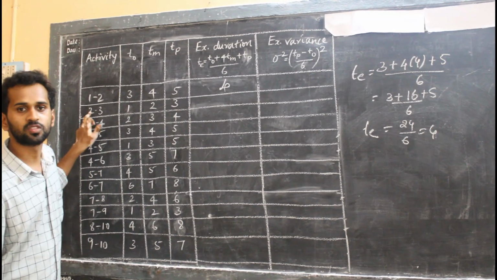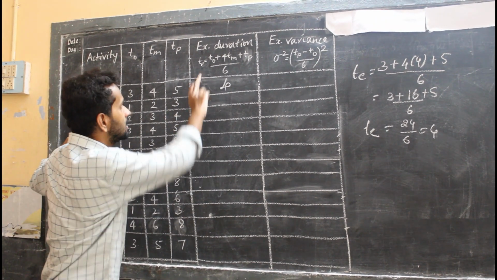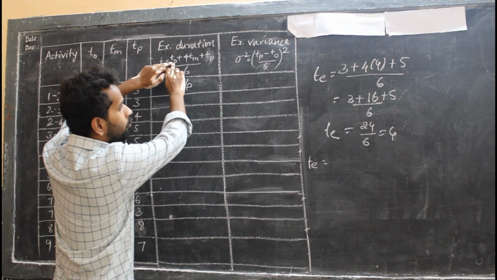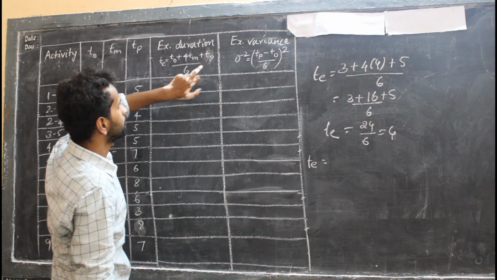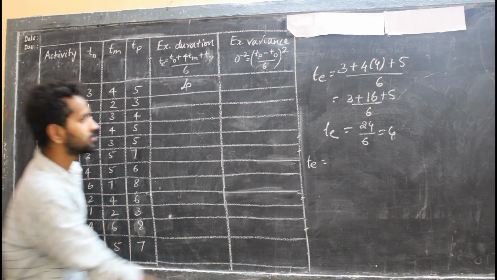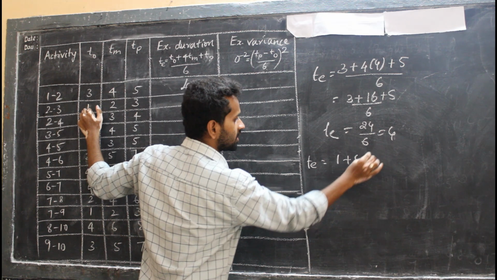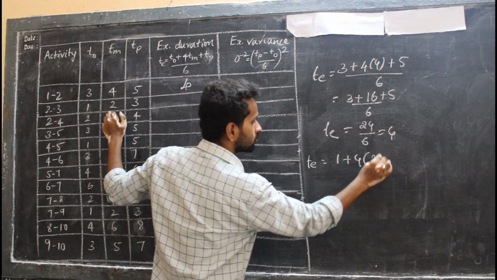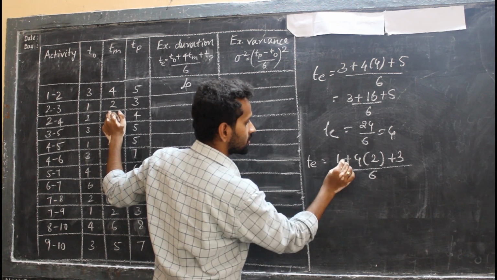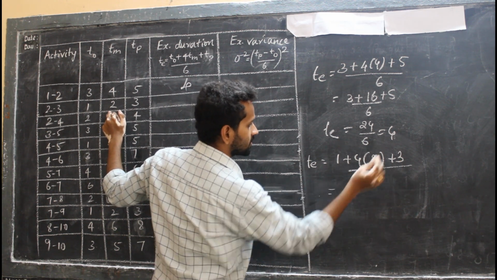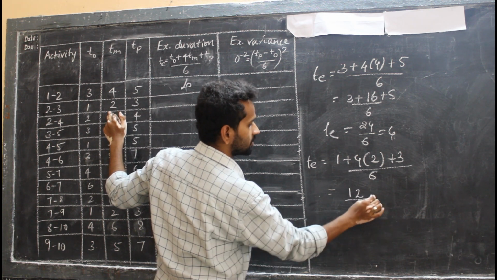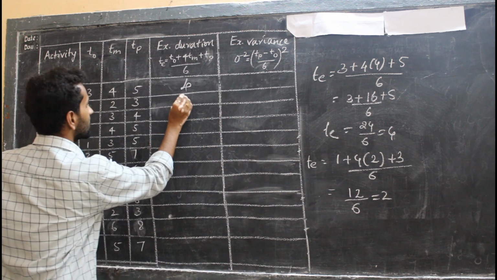Now activity 2 to 3. For activity 2 to 3, Te equals T0 plus 4Tm plus Tp divided by 6, right? So similarly, 1 plus 4 into Tm, that is 2, plus 3, divided by 6. This becomes 1 plus 8 plus 3, that is 12, divided by 6 equals 2. So I will be getting 2.